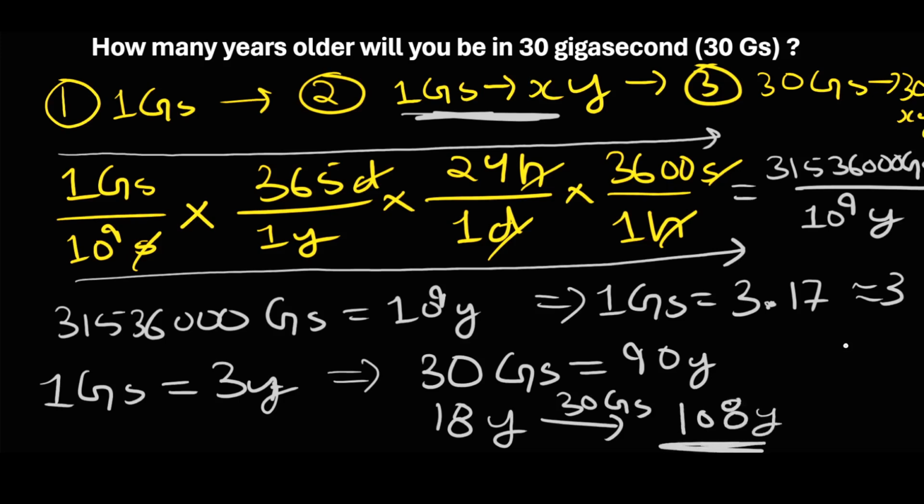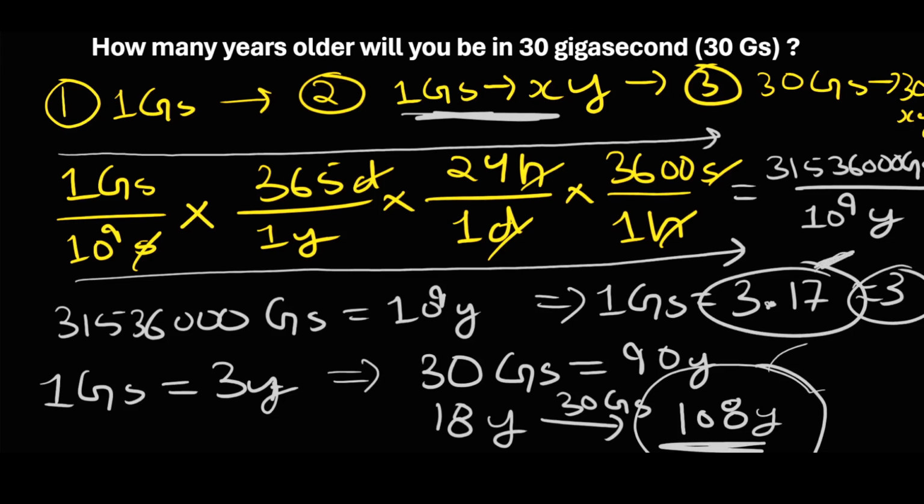So this is how we find it out. And why is this answer different from what I told you at the beginning of the video? Well, that's because I used 3 instead of 3.17, because I did not have that much accuracy.